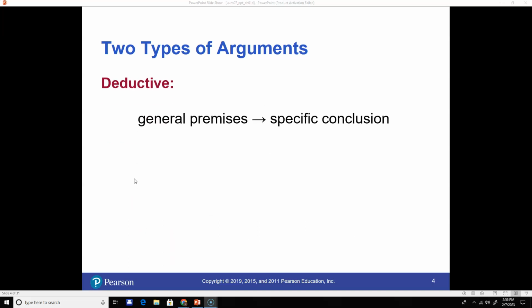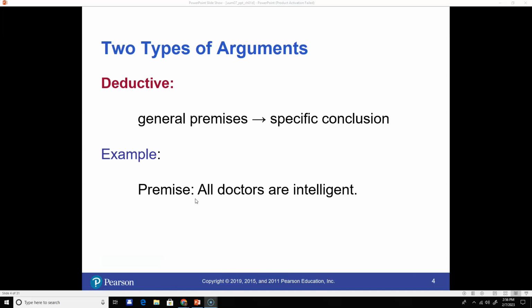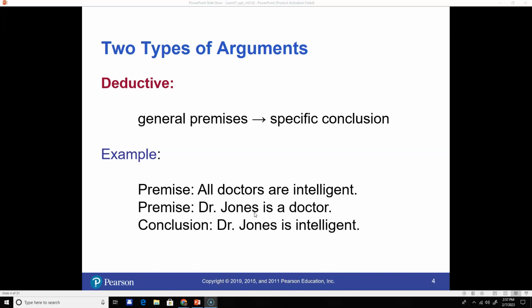Deductive is when you have general premises that reach a more specific conclusion. So these types of arguments we tend to use more often when we can determine whether or not they're true. So premise, all doctors are intelligent. If all doctors are intelligent, then you can point to a specific doctor, and then he will therefore also be intelligent. So all doctors are intelligent. There's a specific doctor, Dr. Jones. He's a doctor, therefore he's intelligent.